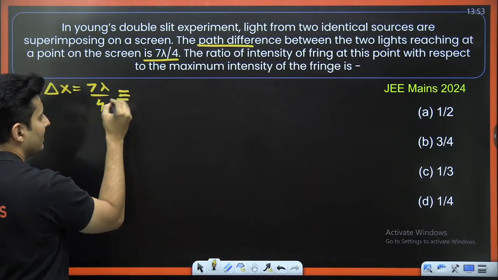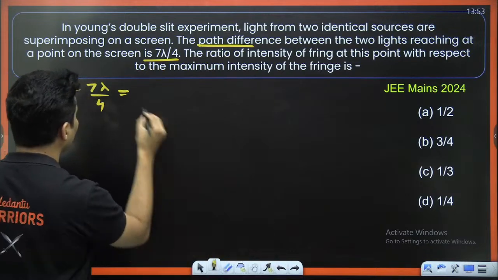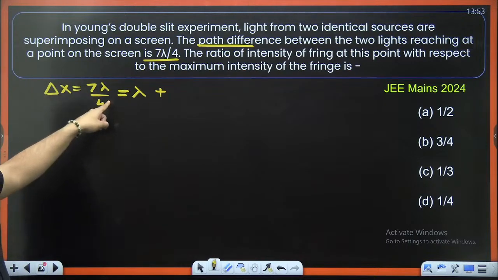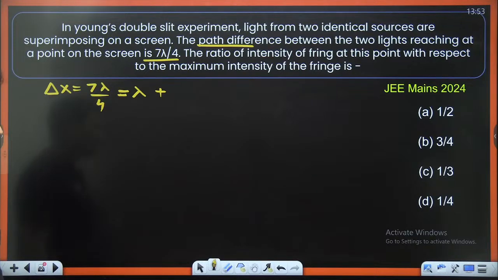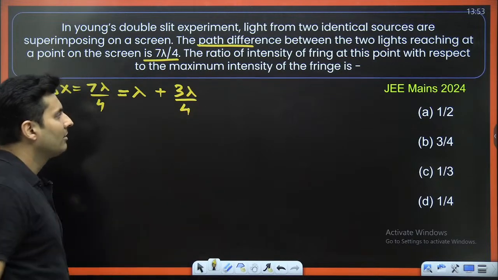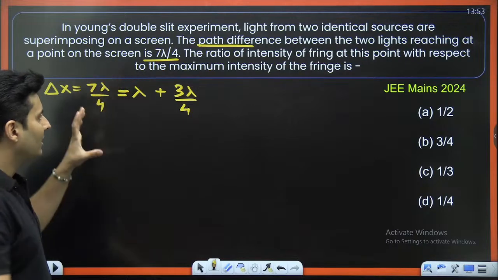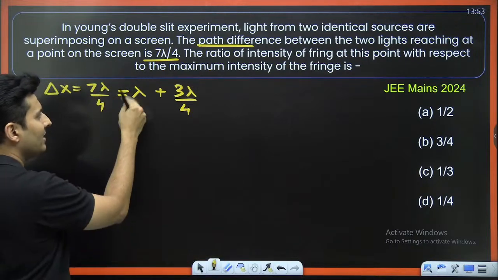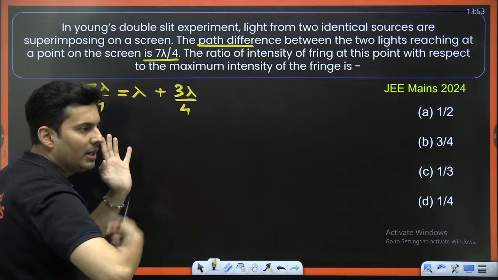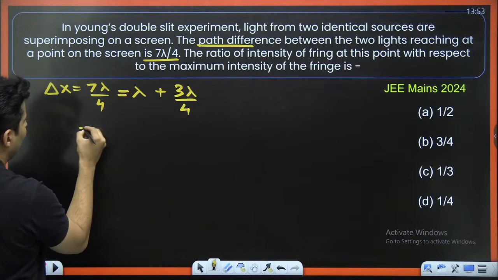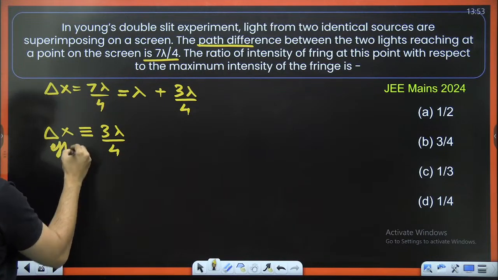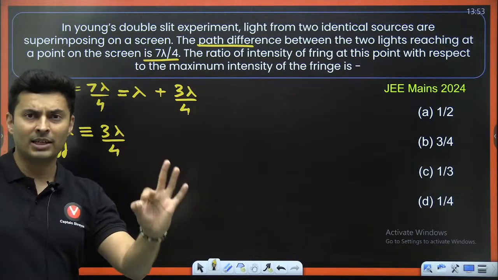This is like saying this is equivalent to, first of all, let me write, equal to lambda plus what number will give you 7 lambda by 4? Think about it. Lambda plus what number will give you 7 lambda by 4? I think it should be 3 lambda by 4. This wavelength is anyways one complete wave, which is 2 pi radian. This has no role to play in interference. Anyways, one wavelength is one revolution, one complete 2 pi radians. So the actual path difference will come because of 3 lambda by 4. That is the effective path difference.